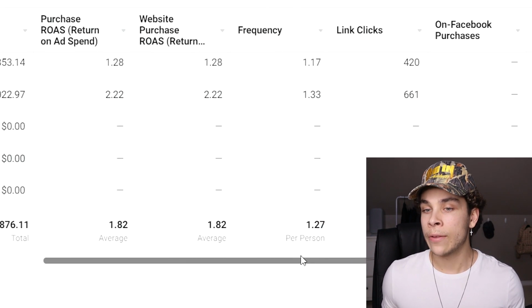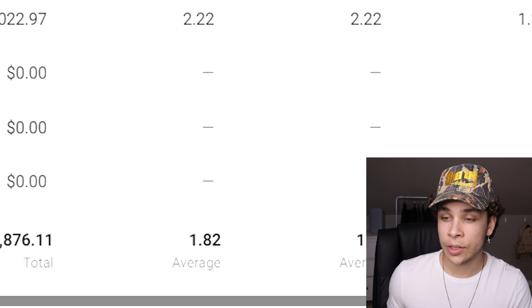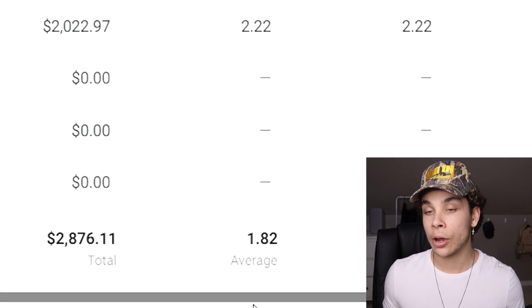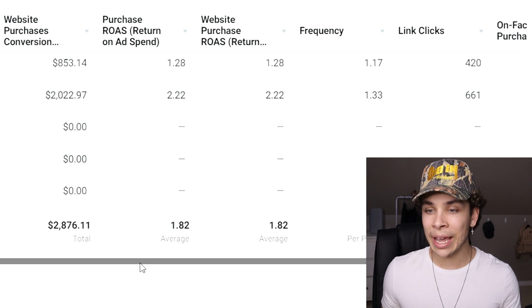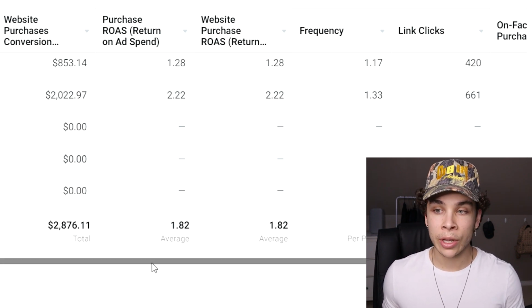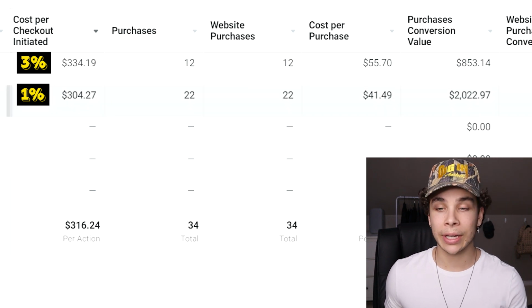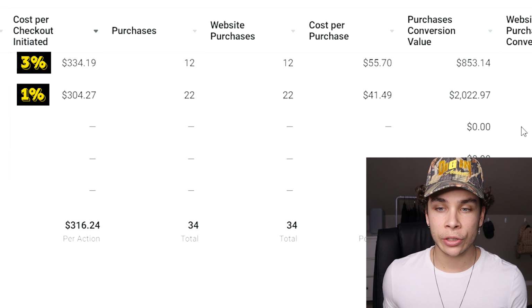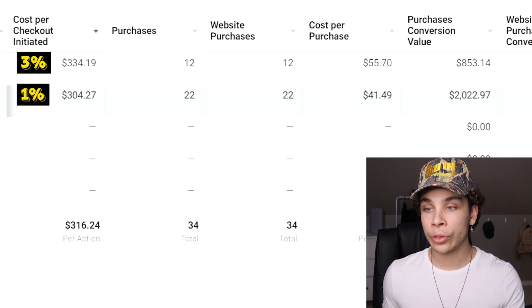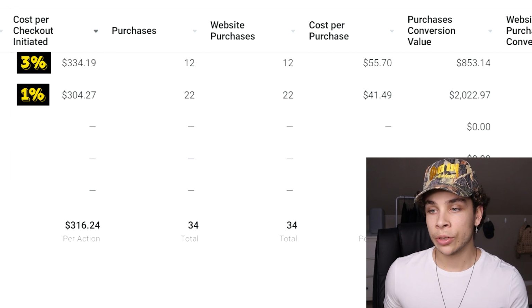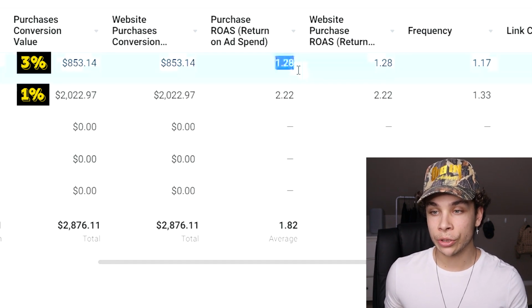But overall, this is a solid ad account. As you can see, we're at a 1.82 ROAS. This is profitable because luckily our product cost was pretty low. But again, the thing that's hurting us the most with this ad account is the higher CPMs. What we can see here is the 1% add to cart is significantly outperforming the 3%, which is not what I usually find. But I do like to have both of them on because they both are profitable, and they're keeping us good. So it says 1.28 here and 2.22 for the ROAS.